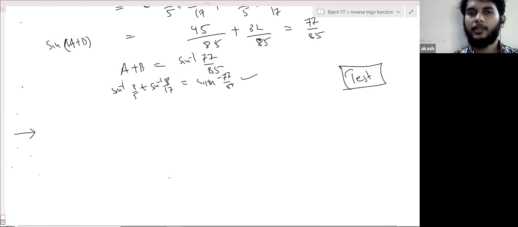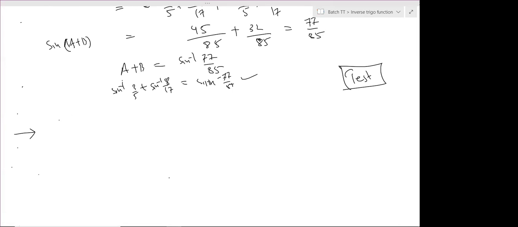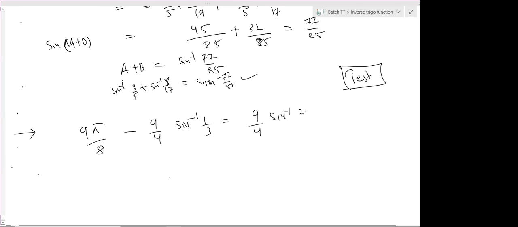So in the last class, we did few more properties of inverse trigonometric functions. But few different types of questions are left in this chapter, like 3 or 4. After that, we'll start continuity and differentiability. So please try to solve this question. 9 pi by 8 minus 9 by 4 sine inverse 1 upon 3 equals 9 by 4 sine inverse 2 root 2 by 3. You have to prove this.